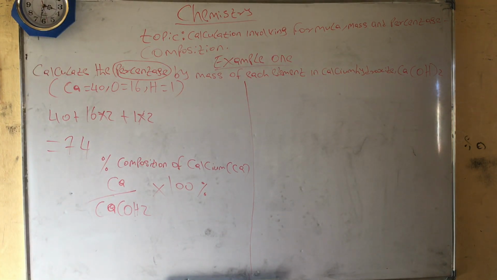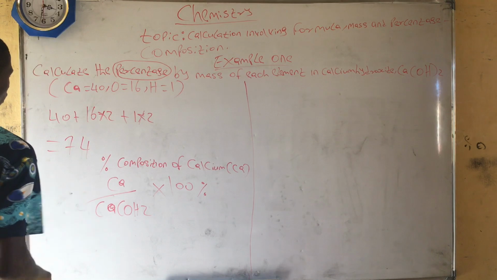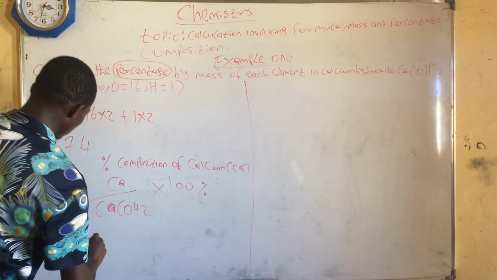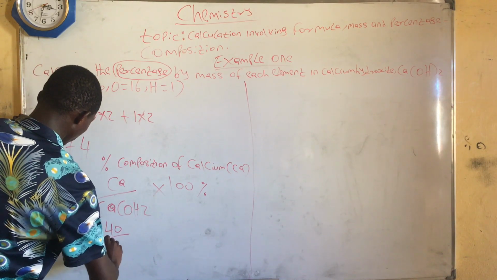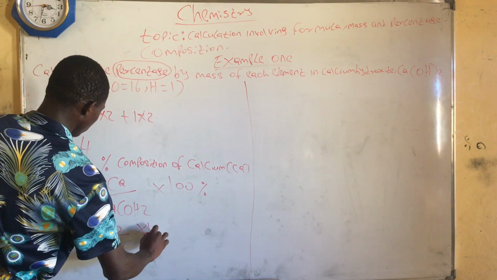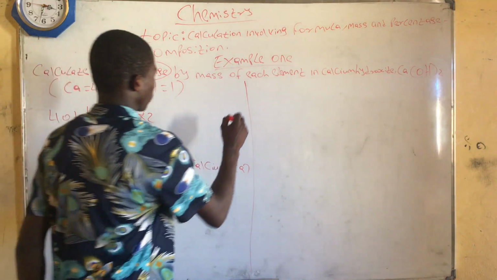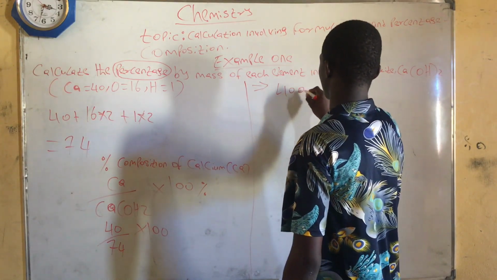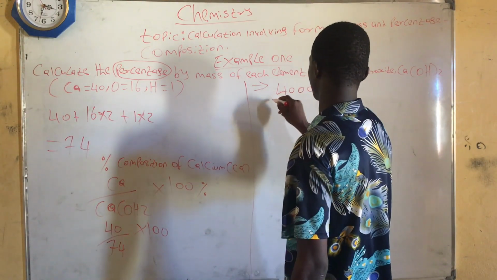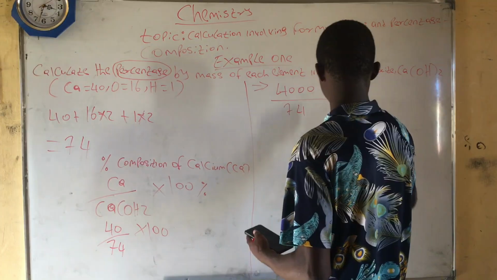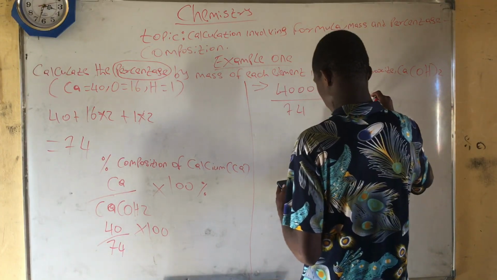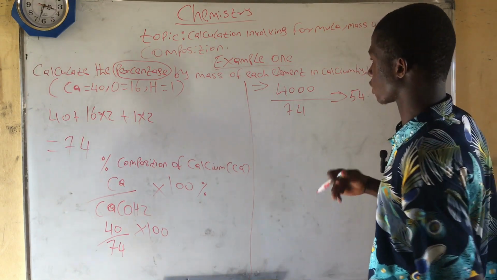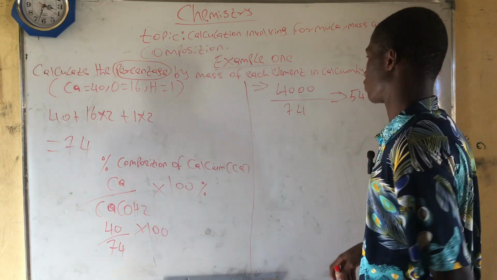What is the molar mass of calcium here? It's 40, and calcium hydroxide is 74. So it gives 40 over 74 times 100, which is 4,000 divided by 74, giving 54.05%. The unit becomes percent because we are calculating in percent. We are done with calcium.